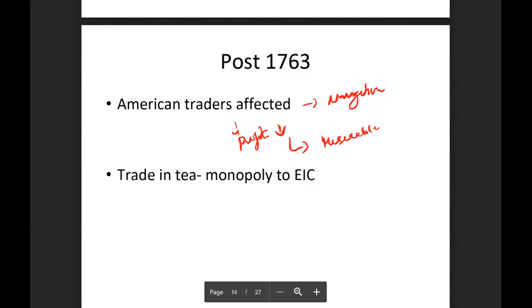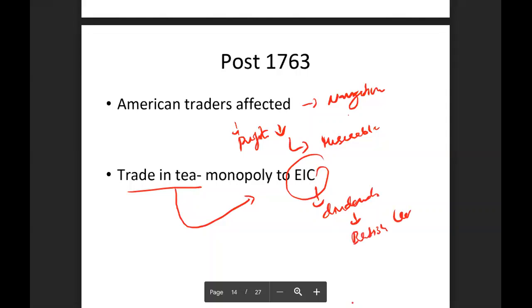In spite of all these things, what happened with tea? The British government gave the tea trade monopoly to the East India Company. Why? Because the East India Company would give more dividends to the government. It was a deal between them, dividends to the British Crown. Because of that, the British government allowed the East India Company to have a monopoly of trade in tea in the USA. All these things happened post 1763.